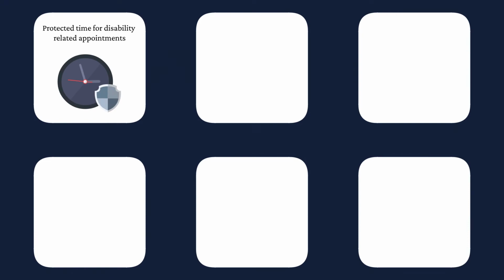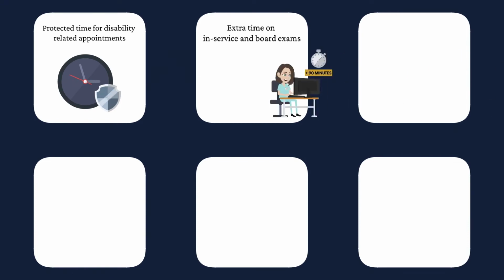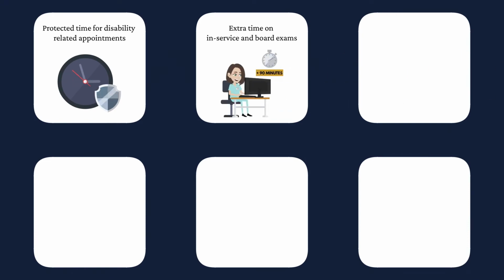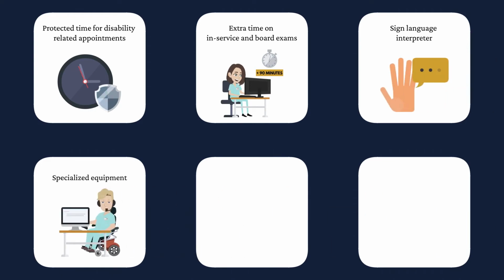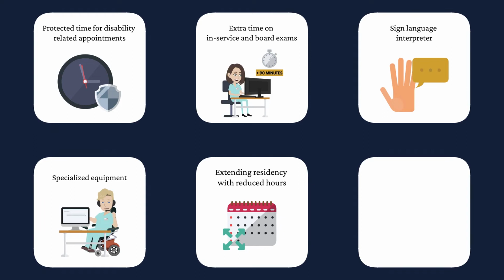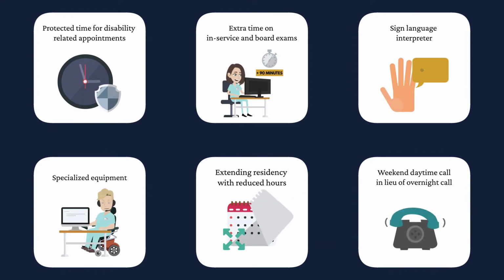The following are examples of potential reasonable accommodations in residency: protected time for disability-related appointments, extra time on in-service and board exams, sign language interpreter, specialized equipment, extending residency with reduced hours, weekend daytime call in lieu of overnight call.